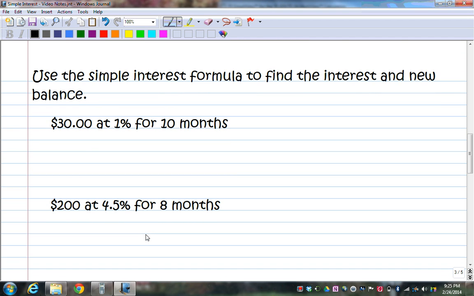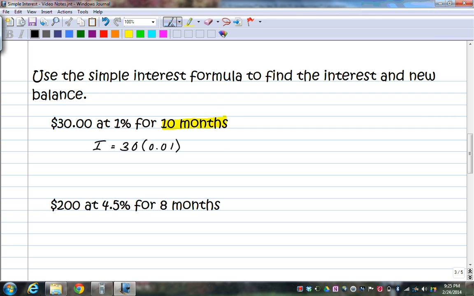Use the simple interest formula to find the interest and new balance. I'm going to do the first one because this one's a little tricky, and then you're going to do the second one. The reason it's a little tricky is that here we have, first of all, $30 that was invested, and it was at 1%, so we have 0.01. But the time, this is where it's tricky, is 10 months.